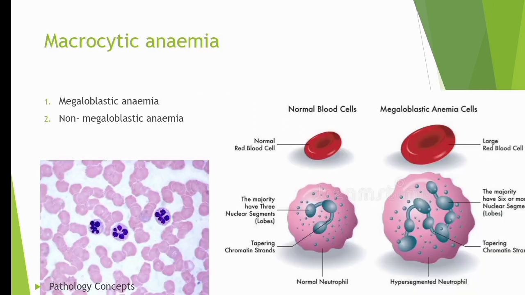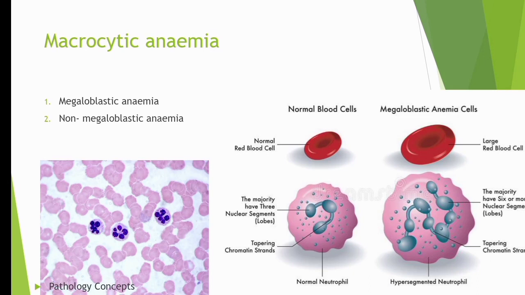Macrocytic anemias are divided into mainly two parts. First is megaloblastic anemia and second is non-megaloblastic anemia. To identify which type of macrocytic anemia the patient has, the peripheral smear morphological examination is the most important.